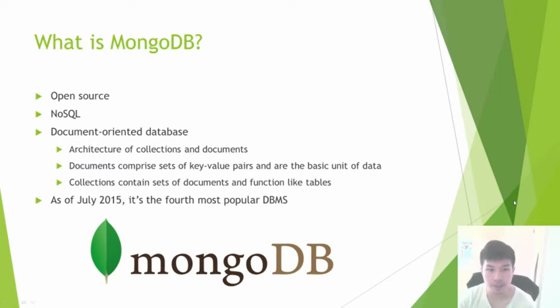So what is MongoDB? Well, it's an open source database, which means it's free for the general public. It uses NoSQL, so unlike the traditional relational databases with joins and queries, well, I guess this uses queries as well, but it doesn't use the relational database structure. Instead, it uses a document-oriented database, so it's an architecture of collections and documents. You can think of the documents as comprised sets of key-value pairs, and they're the basic units of data, whereas the collections contain sets of those documents, and they function pretty much like tables, as you'd recognize in the relational database structure.